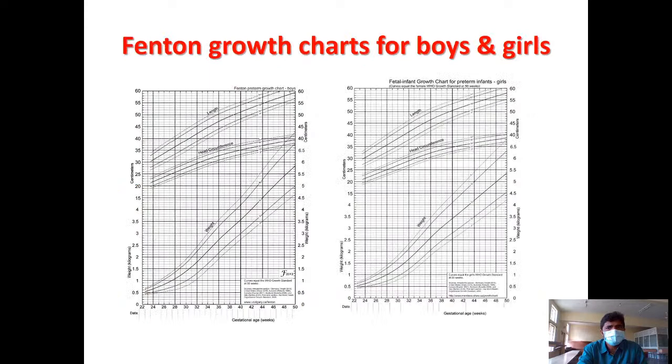33 to 38 centimeters. So with body measurements, you need to plot on these Fenton growth charts and then label the child whether appropriate for gestational age, small for gestational age, or large for gestational age.